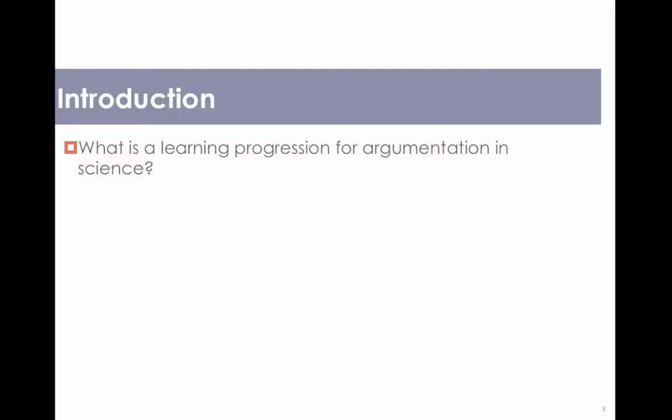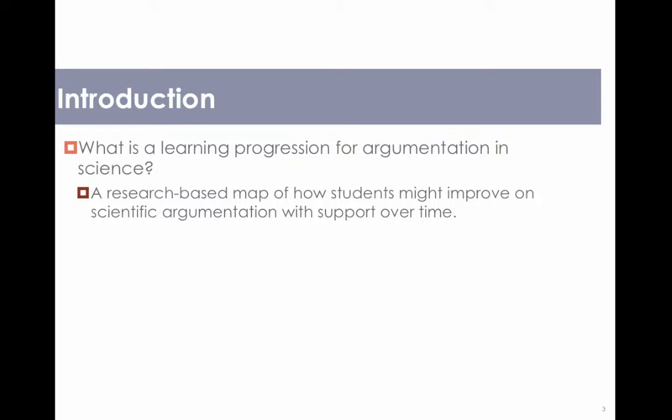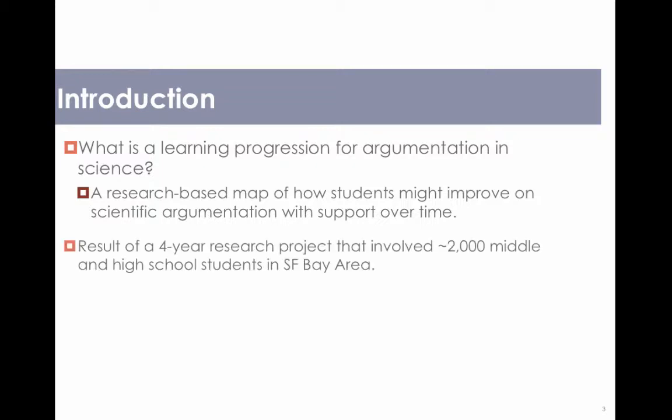You may be asking, what is a learning progression for argumentation in science? We define it as a research-based map of how students might improve on scientific argumentation with support over time. Our map can inform the teaching and assessment of scientific argumentation. It is the result of a 4-year research project that involved approximately 2,000 middle and high school students in the San Francisco Bay Area.